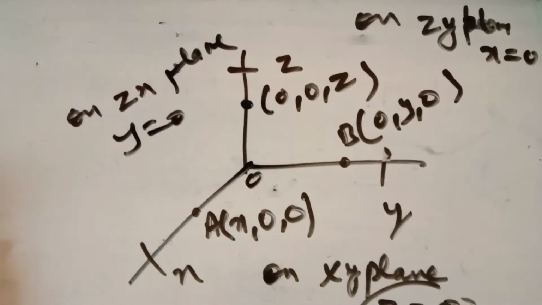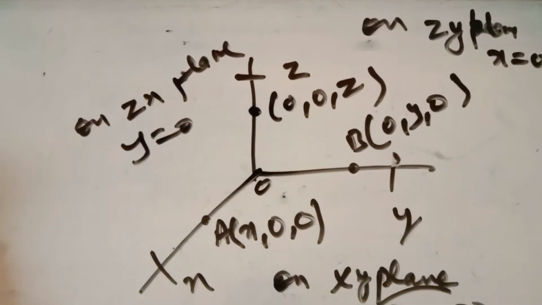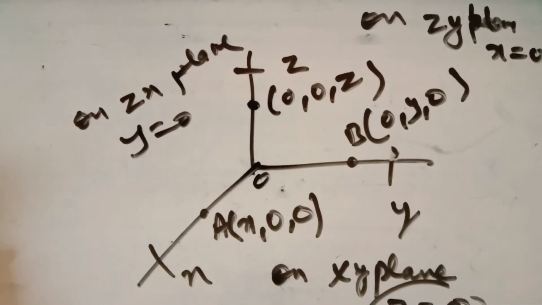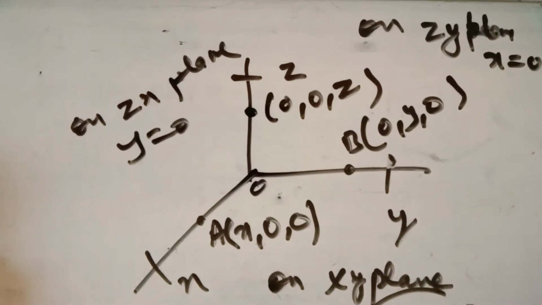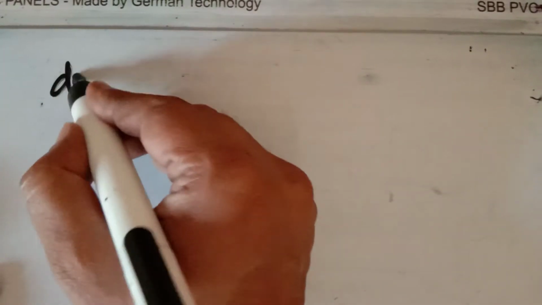So these are the basics of three-dimensional geometry that you have done in class 11th: how we take a point on an axis, how we take a point on a plane, and what x, y and z denote. You have done the distance formula and the section formula in three-dimensional geometry. Now after that we have direction cosines.